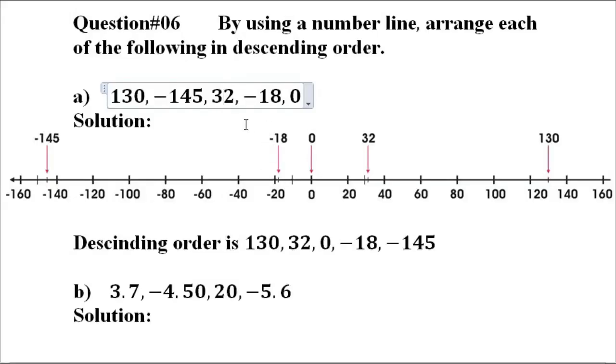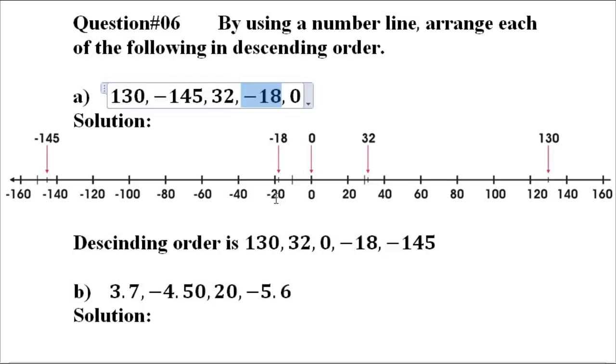The third part is positive 32. This right here is positive 30, which is the midpoint of 20 and 40. Since 32 is closest to 30, this is the correct placement for 32. The fourth part is negative 18. First, I'll mark negative 10, which is the midpoint between 0 and negative 20. Since negative 18 is closest to negative 20, this is the correct place for negative 18.